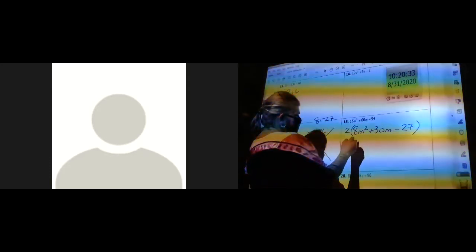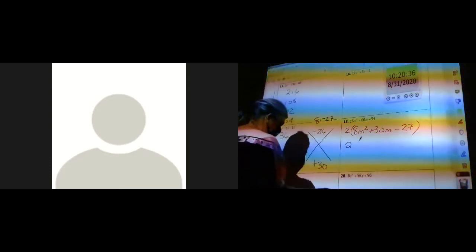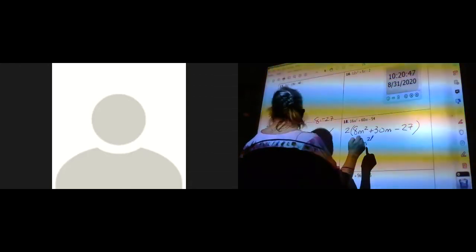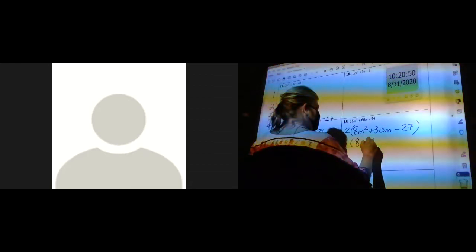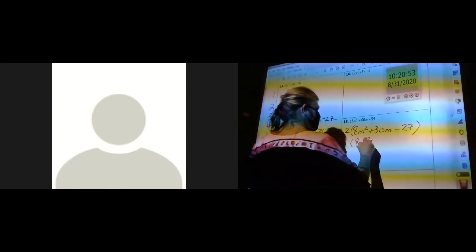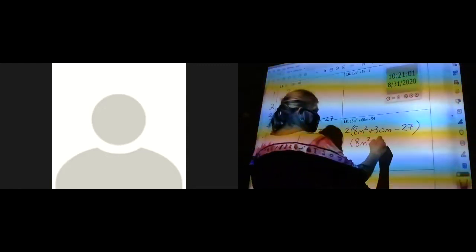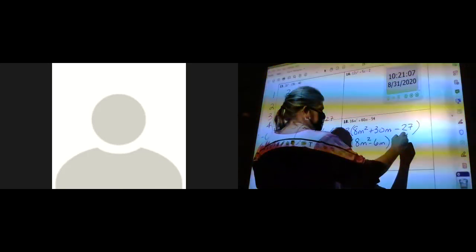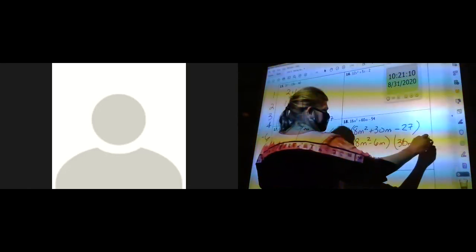So now let's group. We've got 2 on the outside. We're going to ignore it for a minute. So we've got 8m squared plus 30. Yeah, it'd be plus 30. Let's do a minus 6. Let's try that. So for some reason it's not 8, but it's 36, and 36m minus 27.